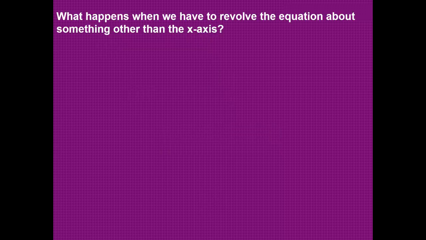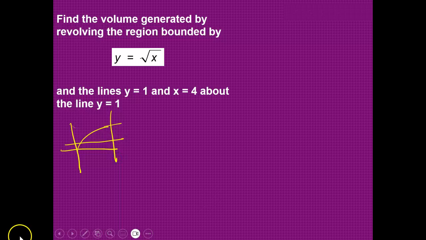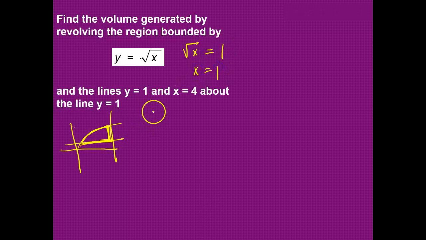Okay, so what if you have to go around something other than the x-axis? Pause as you need to write things down. So I'm changing this question. Now I have the square root of x, the line y equals 1, and the line x equals 4. So this shape right here is here. This is not going from x is 0 to x equals 4 anymore. And I need to show that I'm setting the square root of x equal to 1. That happens when x equals 1. So my shape is going from 1 to 4.